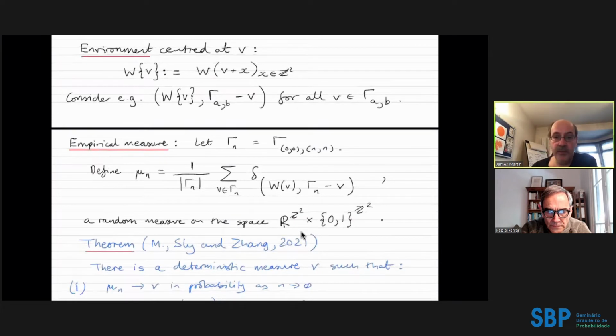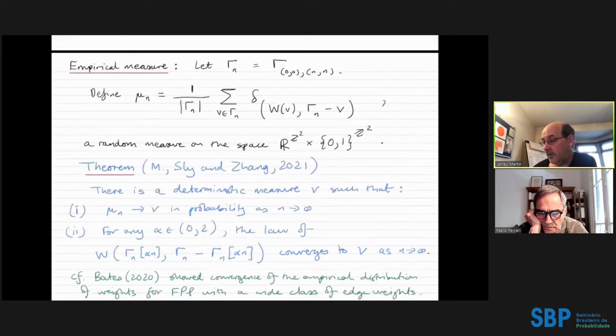So it's a bit more notation. Let's write capital Gamma n for the geodesic between (0,0) and (n,n). And I'm going to write mu n for the empirical measure averaged along that geodesic. So we're going to take this thing here, which is the environment seen from a point V. We're going to take a delta measure at that environment and average that over the whole path. So that gives us a random measure on the space of environments. And we can think of that space as, well, we're going to see a field of weights. So we see R to the Z squared, and we're going to see a geodesic, and I can just think of that as a set of points that the geodesic goes through. So this is some measure on R to the Z squared, which tells me the weights, and {0,1} to the Z squared, that just tells me for every point, does the geodesic go through that point or not?